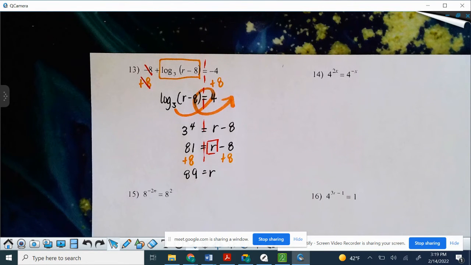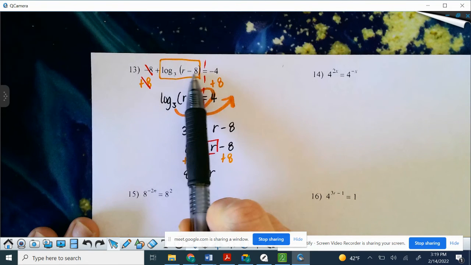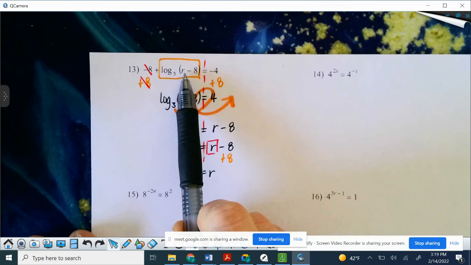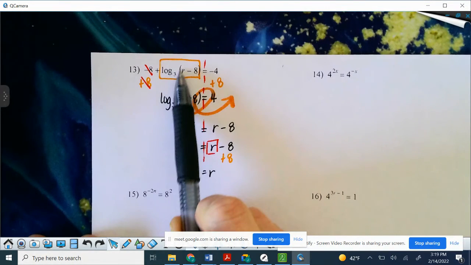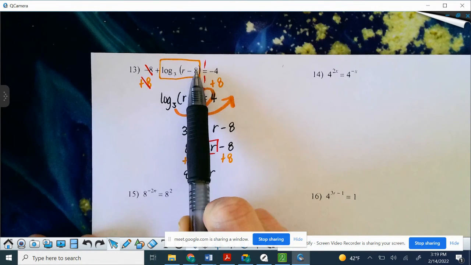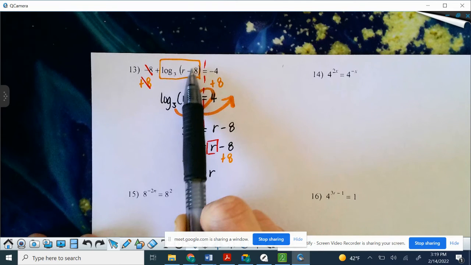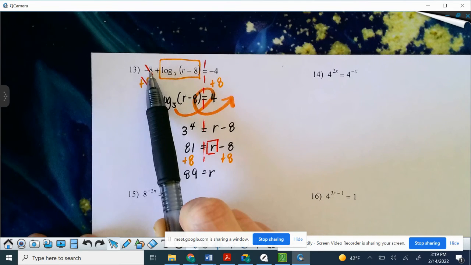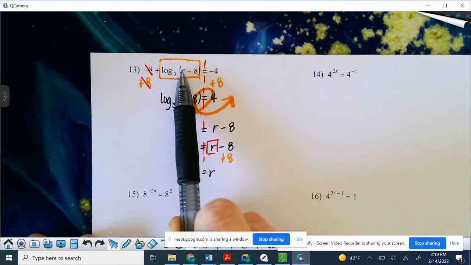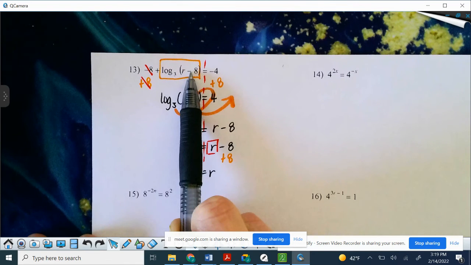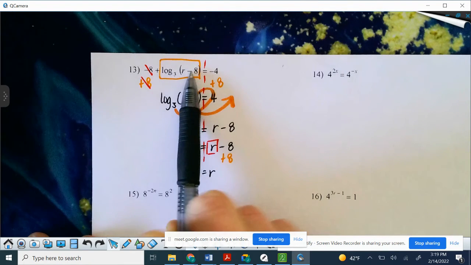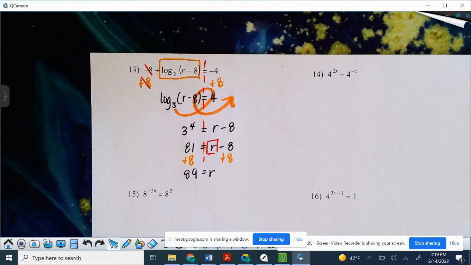Again, as long as you're going slow enough and you realize that it's log, base, and then something. If this happens to be log base 3 of r minus 8, but r minus 8 is not in parentheses, then that minus 8 would be just like this minus 8. The parentheses is the only thing that will hold things together by addition or subtraction to hang tight as your output. If it's on the outside or there are no parentheses, then you need to get rid of it.